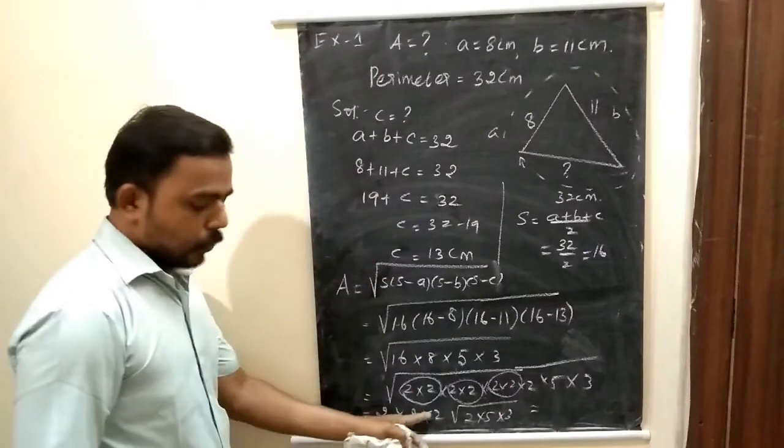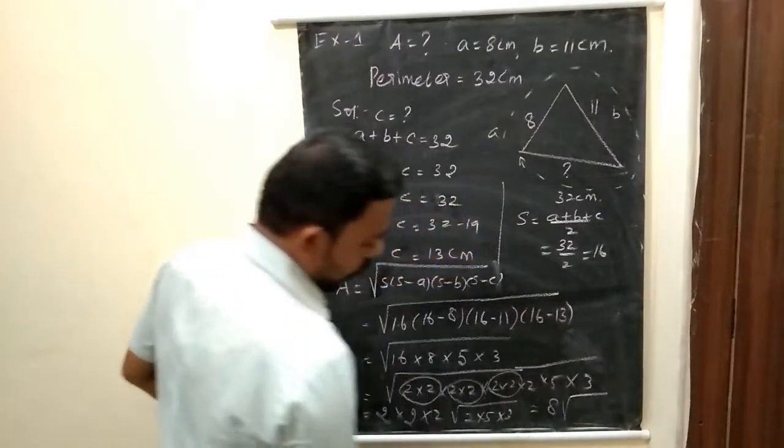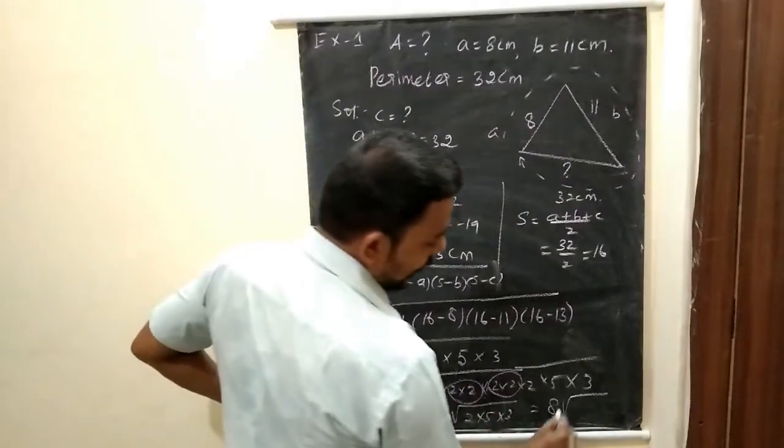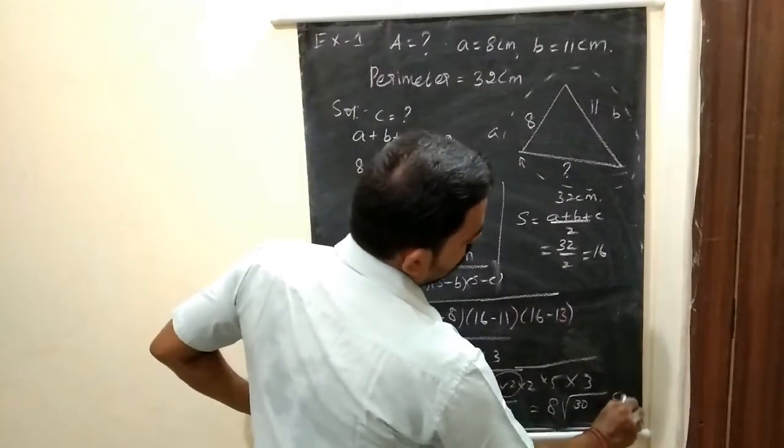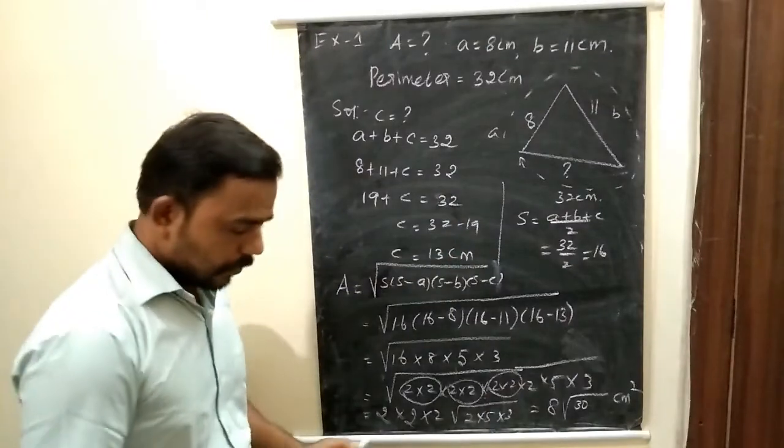That is 2 into 2 into 2, or 8. The root of 2 into 5 is 10. 10 into 3, 30. So 8 root 30 square centimeters. So this is the problem.